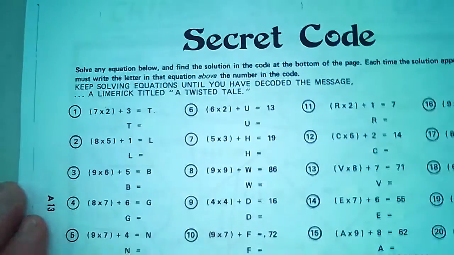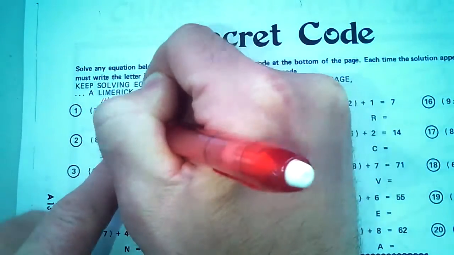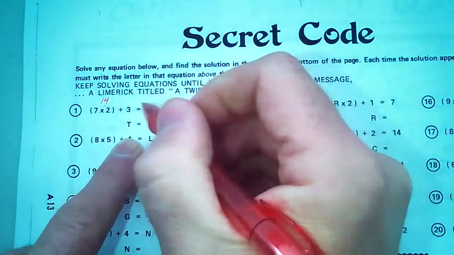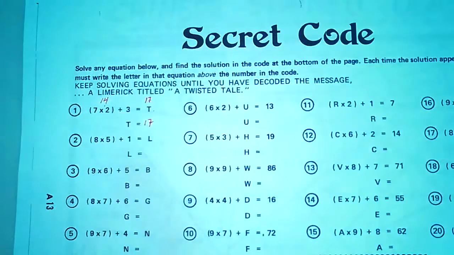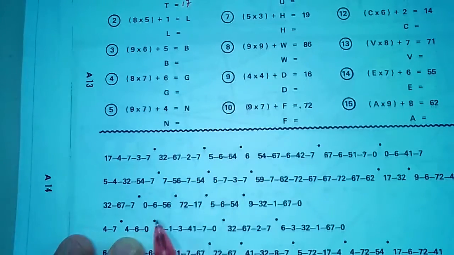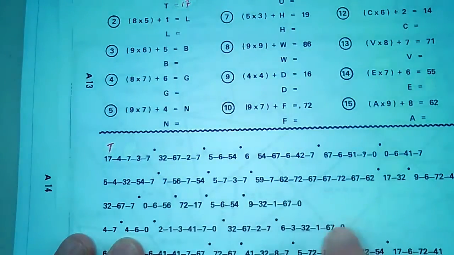For example, for the first one here, you do the 7 times 2, which gives you 14, and then you add 3. So t is equal to 3 plus 14, which gives you 17, right? So t is equal to 17. Then down the bottom here, you'd find 17 and put the letter t. Of course, there's possibly another 17 somewhere, and then you'd add the t's there.